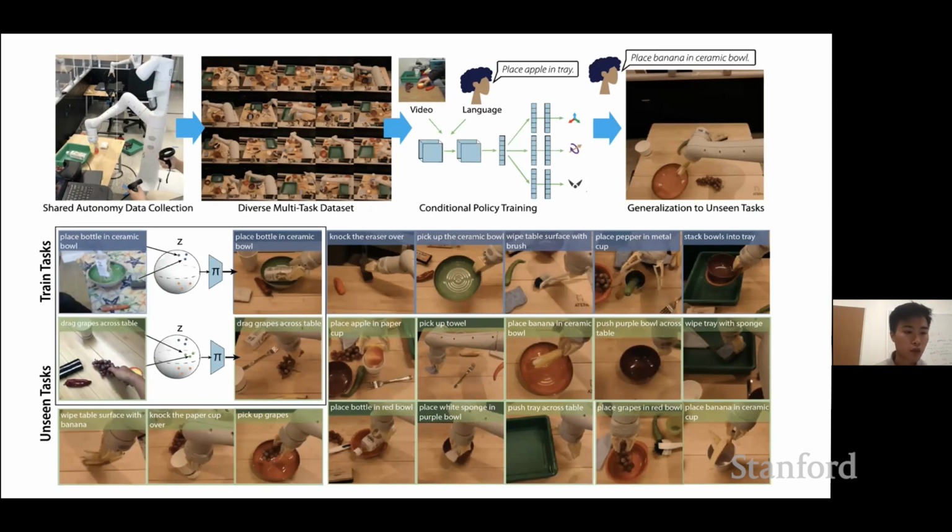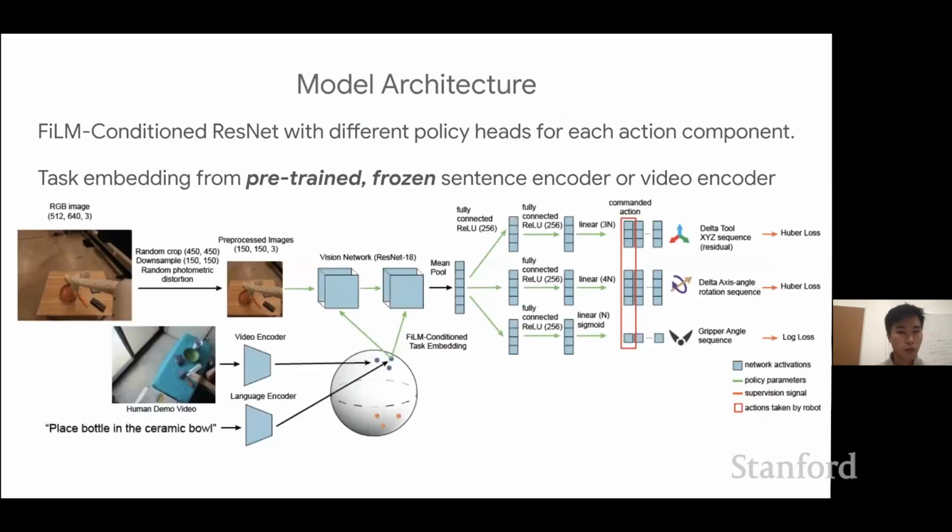So in the blue squares here, you see some of the training task sentences, like place the bottle in ceramic bowl, knock the eraser over, and so forth. And then the green boxes contain test tasks for which the instructions we've never trained the policy on. The model architecture is very simple. It's just a modification of a ResNet, and the ResNet takes in a frozen pre-trained sentence encoder embedding or a video encoder embedding. I'm just going to talk about the sentence encoder aspect of this in this talk, but you can think of them as interchangeable.